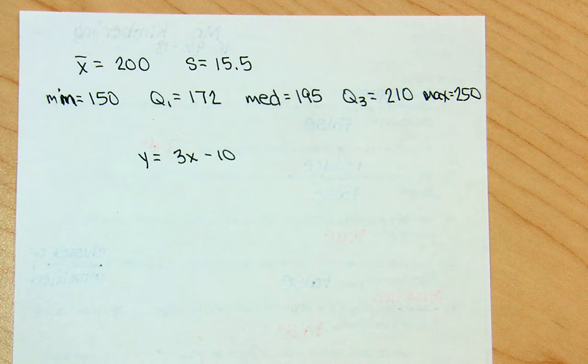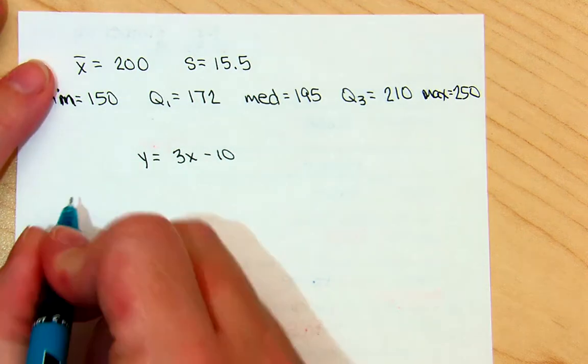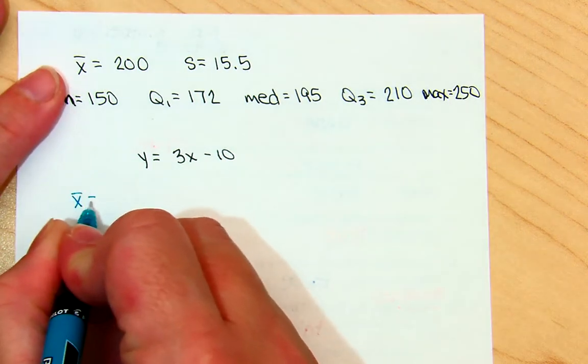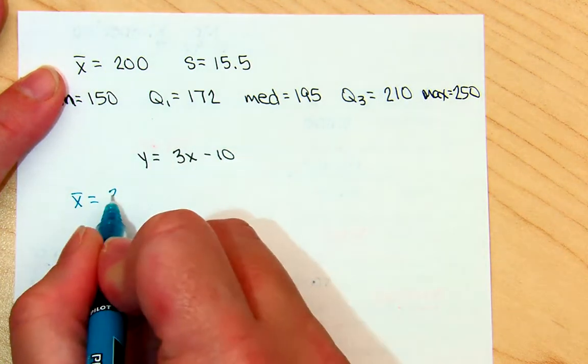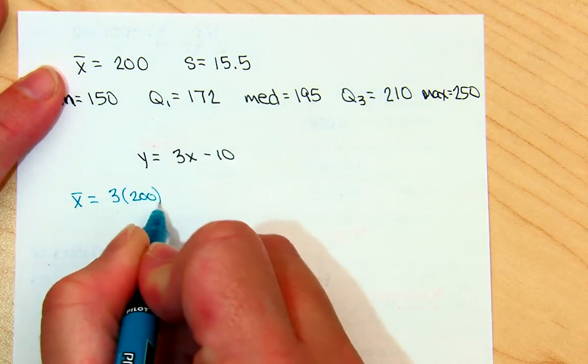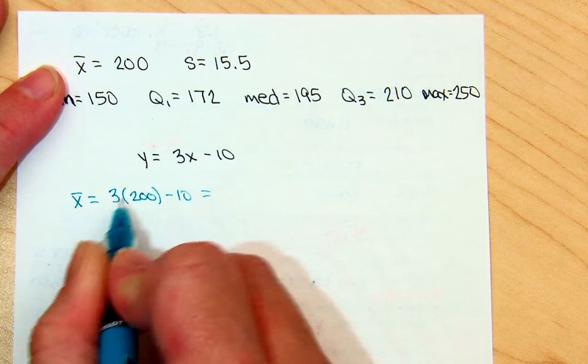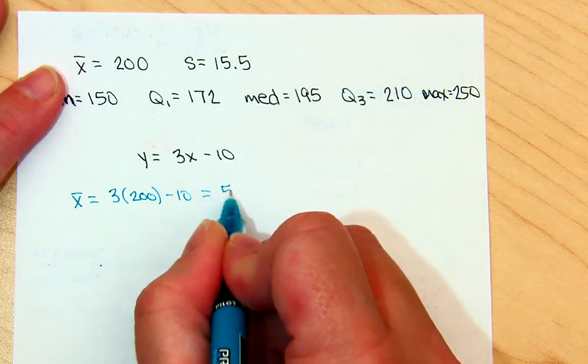Is it affected by multiplication, which everything is? Is it affected by addition, subtraction? Only measures of location, not spread. So for my new mean, I would say mean is location, so I just plug it in. So I would do 3 times 200 minus 10. So it would be 600 minus 10 would be 590.